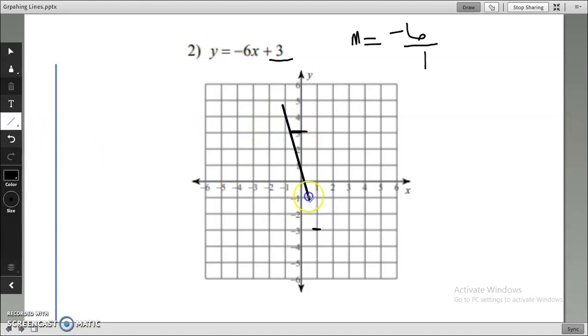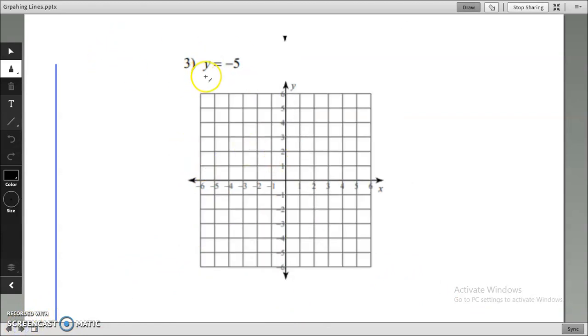Oh, and I can't. This line is not. Let's see. It's a very, very steep line, right? Because I have -6. Maybe not like that. So as you can see, this is my line. And as you can see, it's going down the hill. It's negative slope. So this is that graph.